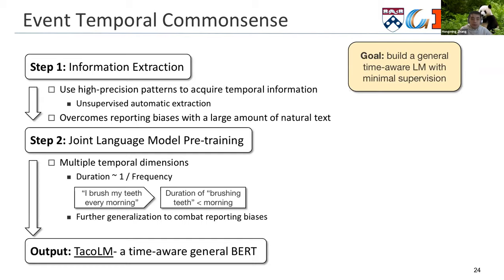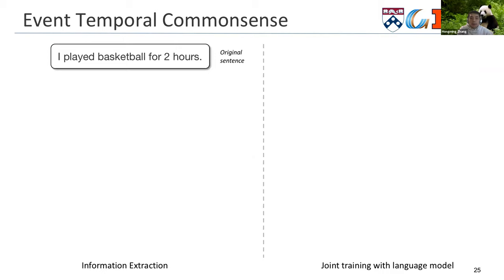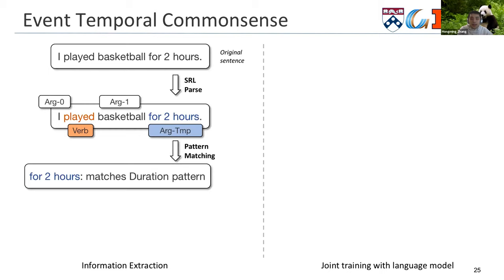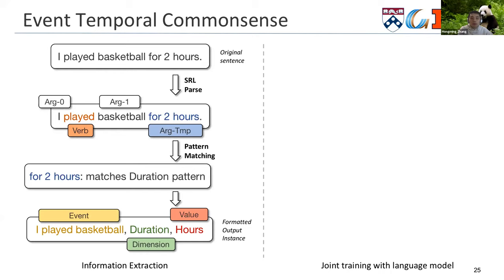So here are more technical details. In the information extraction step, a set of high precision patterns based on SRL parsing results are used to mine those temporal information in duration, frequency, and typical time. So considering that we have this raw sentence, I played basketball for 2 hours, after parsing it with the SRL, we can actually get the ARG0, ARG1, verbs, as well as the temporal argument. Here, the most important thing is this temporal argument, for 2 hours, which can match the duration pattern. That is, we know that 2 hours is describing the duration of this verb played. Following this, we can then transform this original sentence into a training instance of event, dimension, and value tuples. And in total, we got 4.3 million such tuples for pre-training.